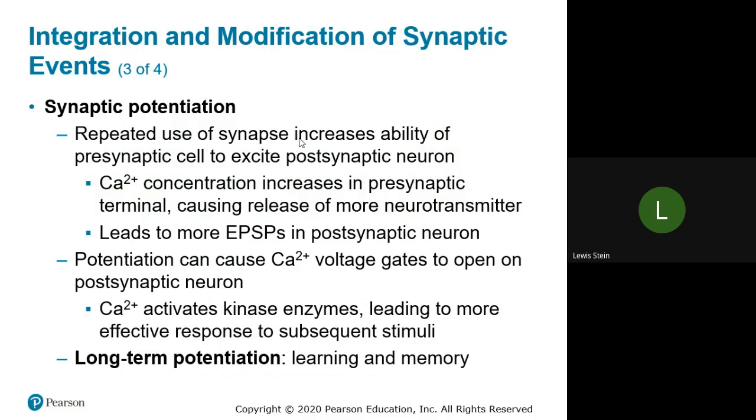They don't work right away. A classic example: someone will go to the prescribing physician and then come back 2 weeks later. How do you feel? Oh, I feel great. Never felt so great. It really worked. That's called a placebo effect, because they typically take at least a month, as much as 2 months, to see the effect. This is what synaptic potentiation is. Repeated use increases its ability to excite the postsynaptic neuron.